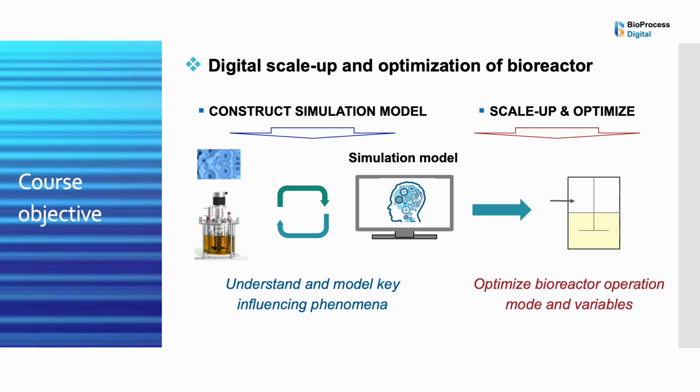Two, simulation-guided scale-up and optimization. Building on your model, you will explore how to use simulation tools to scale up cellular processes and optimize operational strategies. Emphasis will be placed on selecting suitable bioreactor technologies and operating modes, batch, fed batch, or perfusion, to enhance the efficiency of cellular biocatalysts and maximize overall process productivity.